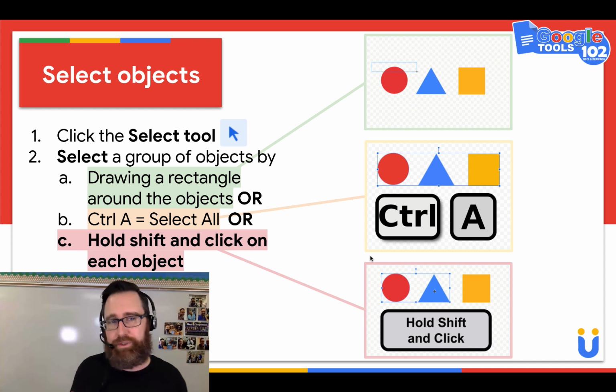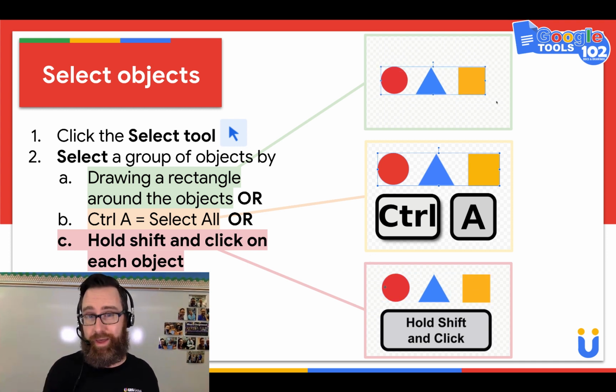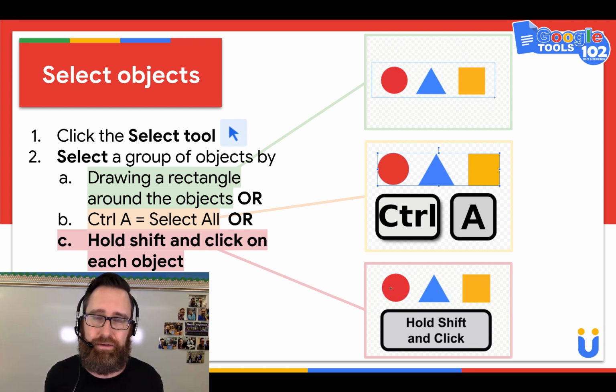I would like you to try all 3 ways of selecting objects in your Google Doc. Go ahead and pause this video, and when you're done, unpause it, and we'll go on to the next task. All right.